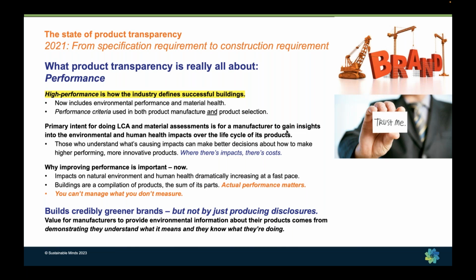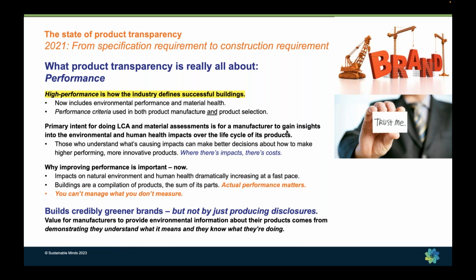So we actually don't talk about green building anymore. It's all about performance. Product transparency are two performance metrics, environmental performance and material health, that people are using to make decisions about products.